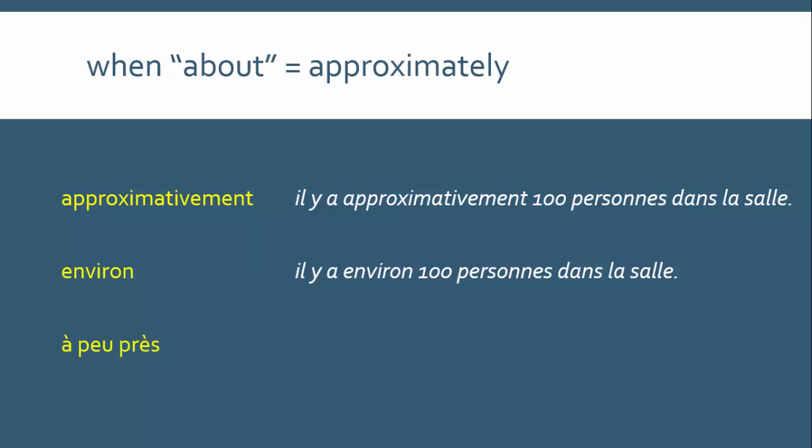Or you could use à peu près, which means exactly the same thing. Il y a à peu près 100 personnes dans la salle. It's highly likely that there are minute, negligible differences between these, but negligible being the operative word, don't worry, they're all pretty much synonymous.